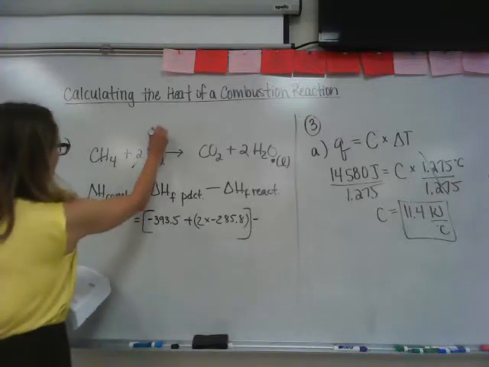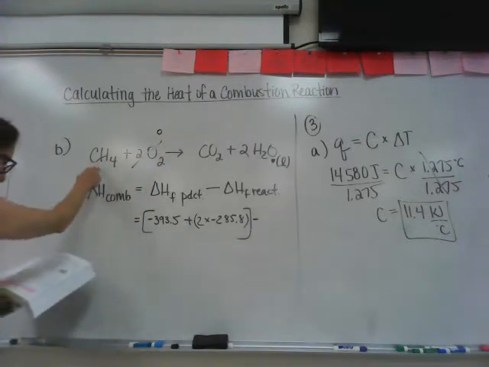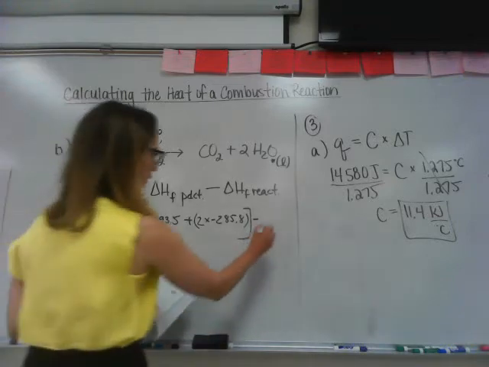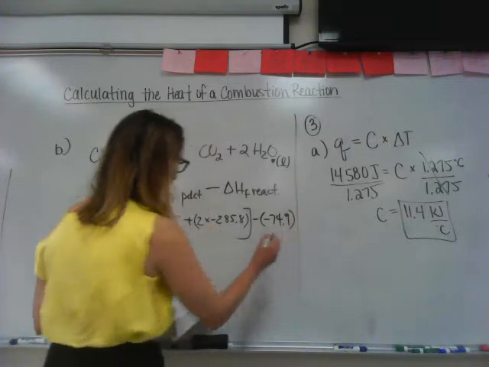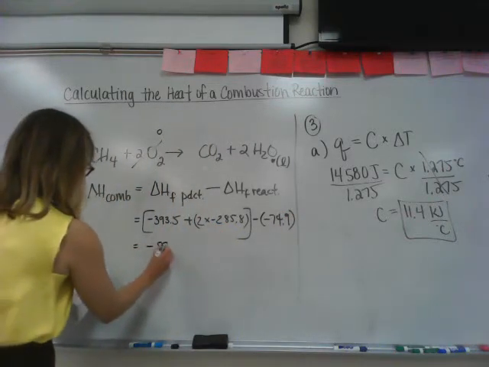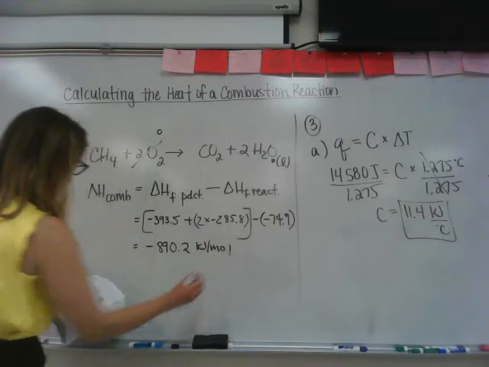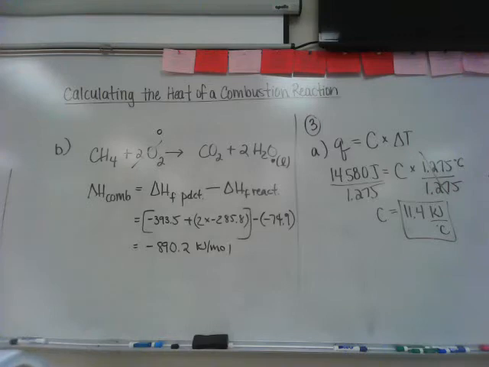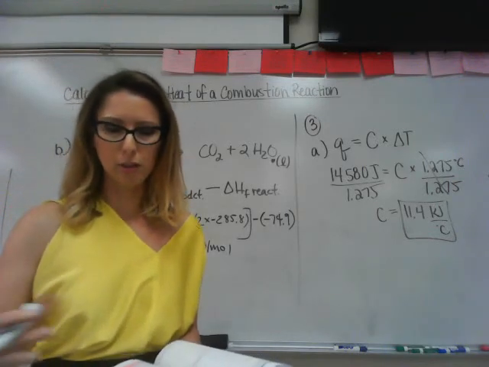This is pure oxygen, so it has an enthalpy of formation of 0. So we only need to look up methane, which is negative 74.9. Okay. So anyway, you're going to end up with negative 890.2 kilojoules per mole. We're going to go ahead and throw out C. C is not really necessary to take a look at.